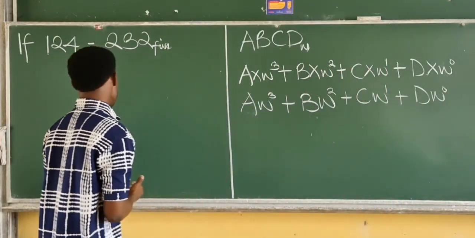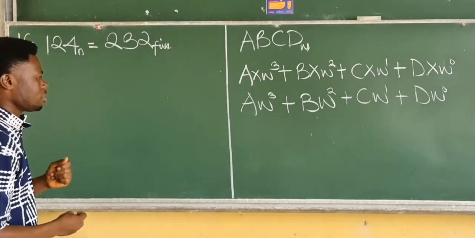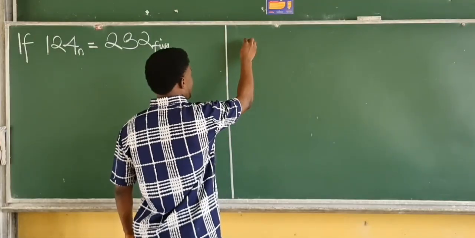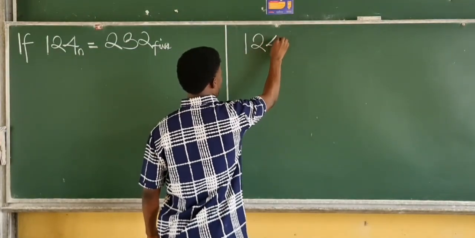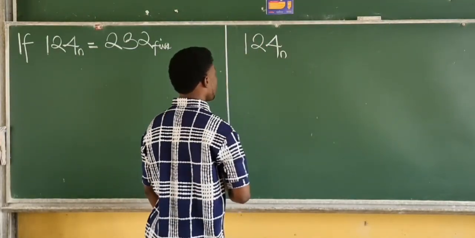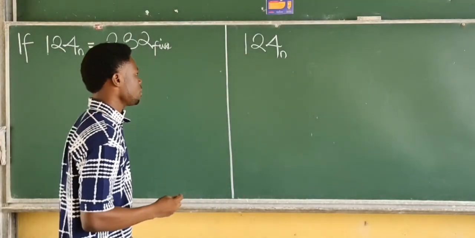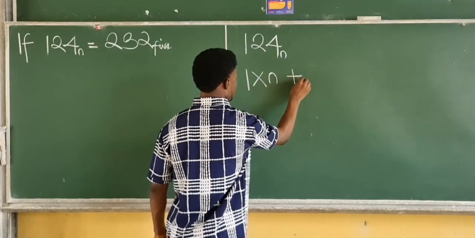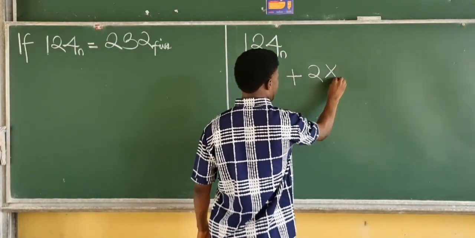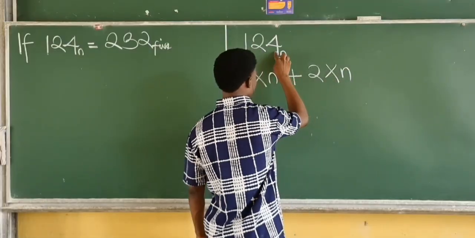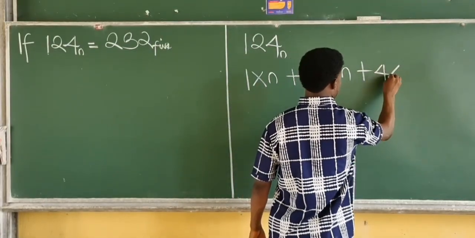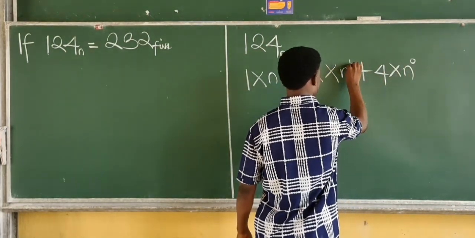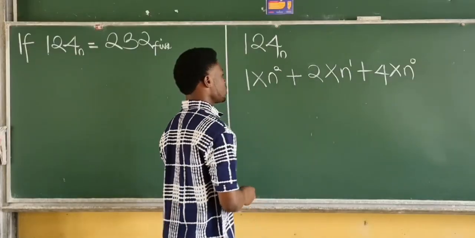Alright, let's bring this knowledge into the left hand side. So let's analyze the left hand side. In the left hand side, we have 1, 2, 4 in base n. To convert 124 in base n into base 10, it becomes 1 times n plus 2 times n plus 4 times n, counting from 0, 1, 2 towards the left hand side.